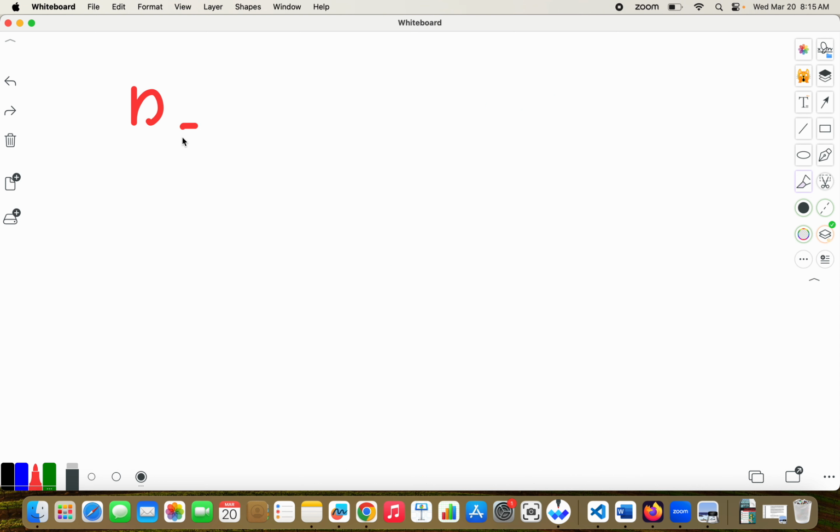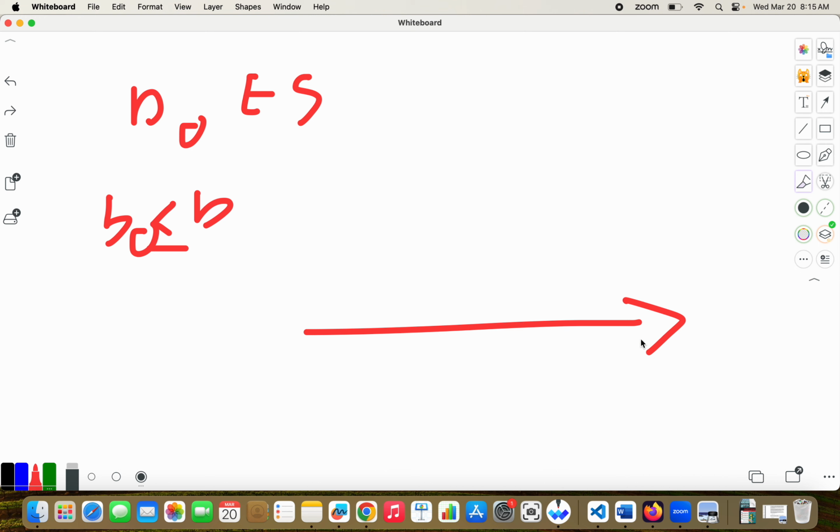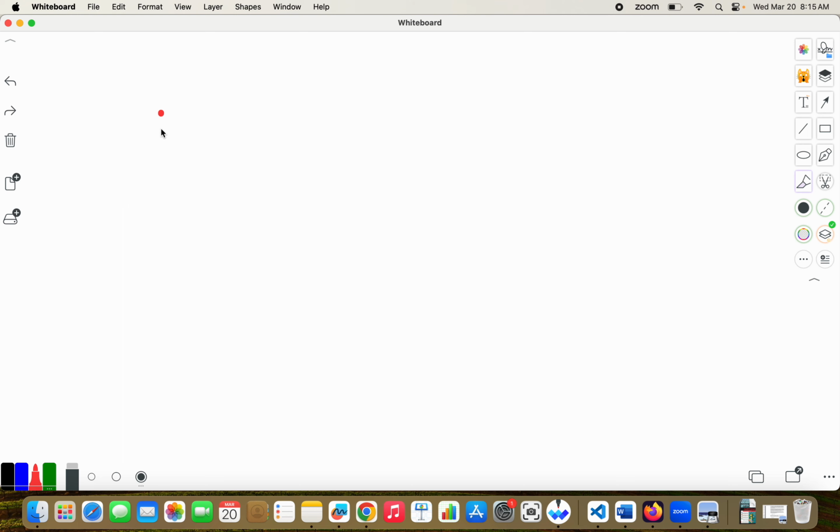And finally, we call B0 in S the least upper bound for E if B0 is an upper bound for E, and if B is any upper bound for E, then B0 is less than or equal to B. So it is the least upper bound. There are infinitely many upper bounds, but this is the least possible one.